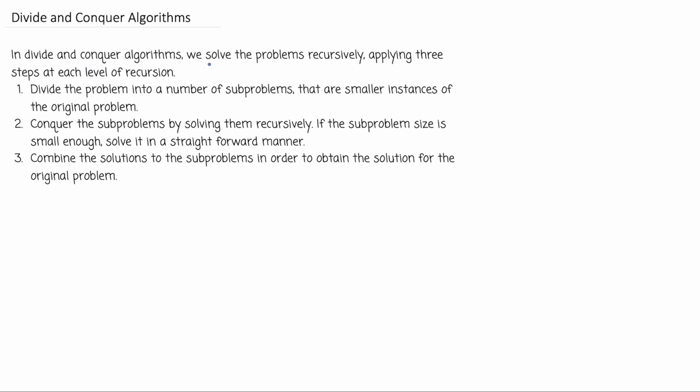In divide and conquer algorithms, we will solve the problems recursively by applying three steps at each level of the recursion. As the first step, we divide the problem into a number of subproblems that are smaller instances of the original problem. After that, we conquer the subproblems by solving them recursively, and if the subproblem size is small enough, we solve it in a straightforward manner. Then finally, we combine the solutions to the subproblems in order to obtain the solution for the original problem. Oftentimes, step number 2 and step number 3 are collectively called the conquer step.